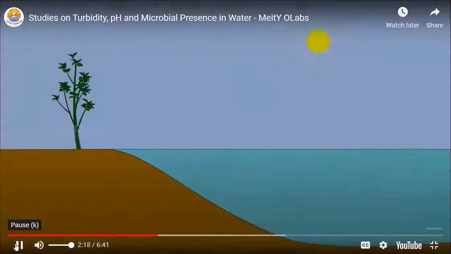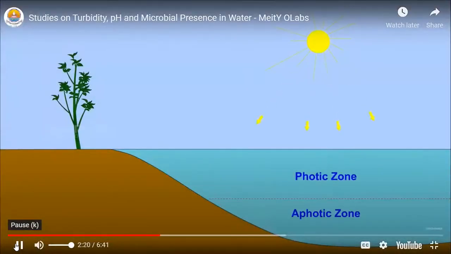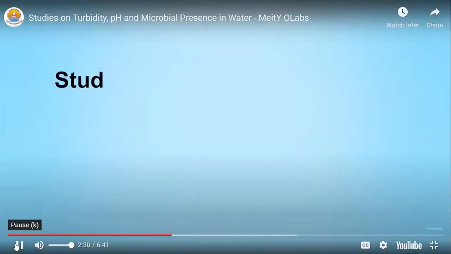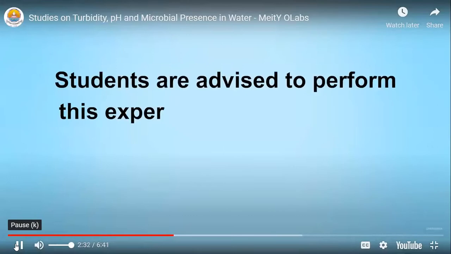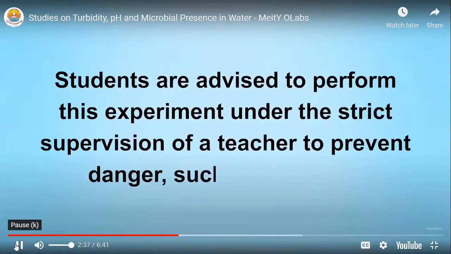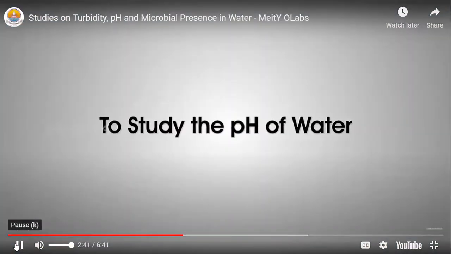Observation: the value of X represents the depth of the photic zone up to which sunlight penetrates in the water body and photosynthesis takes place. Precaution: students are advised to perform this experiment under the strict supervision of a teacher to prevent danger such as drowning. To study the pH of water.